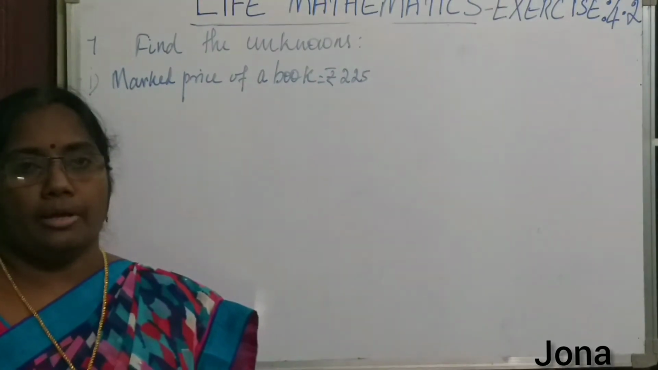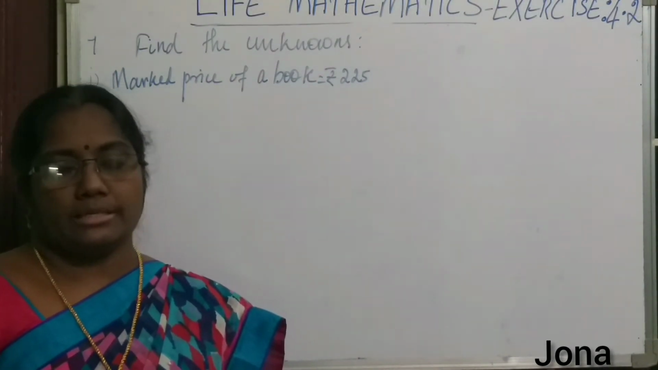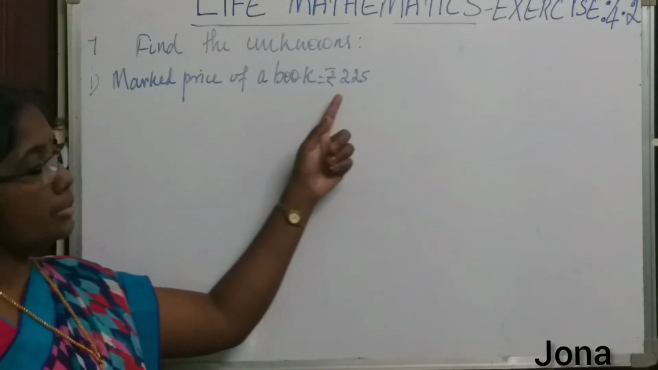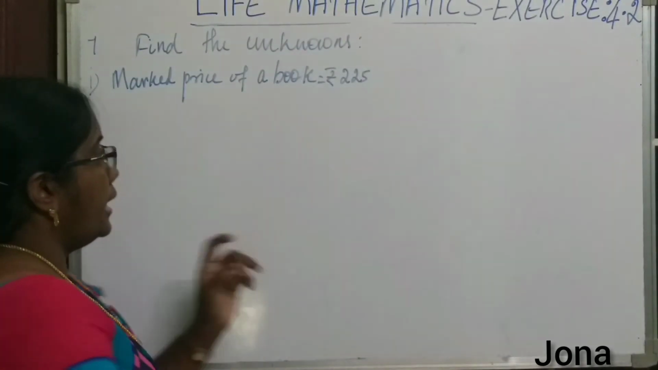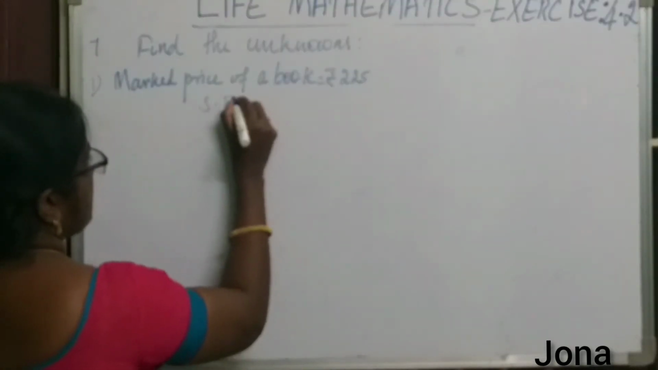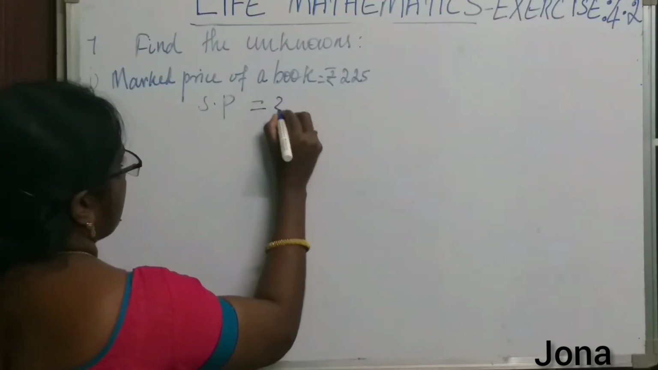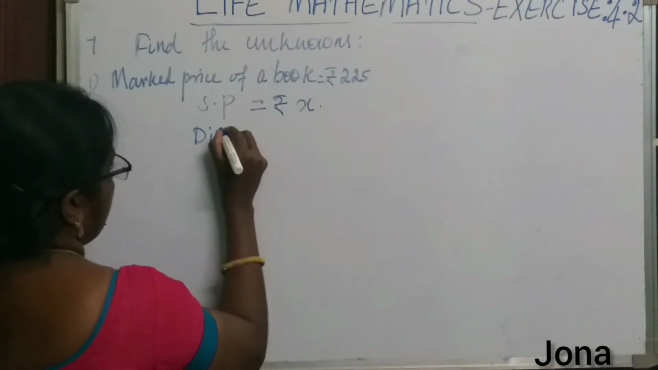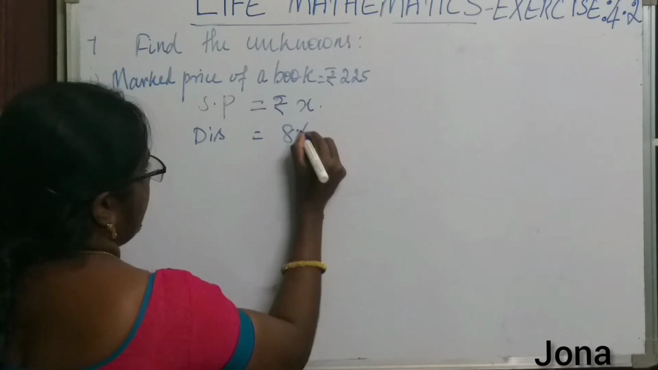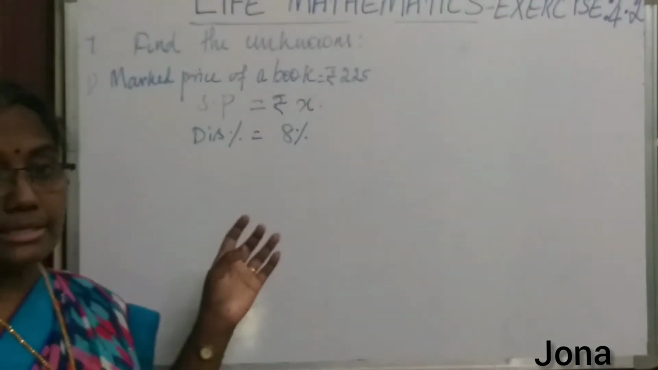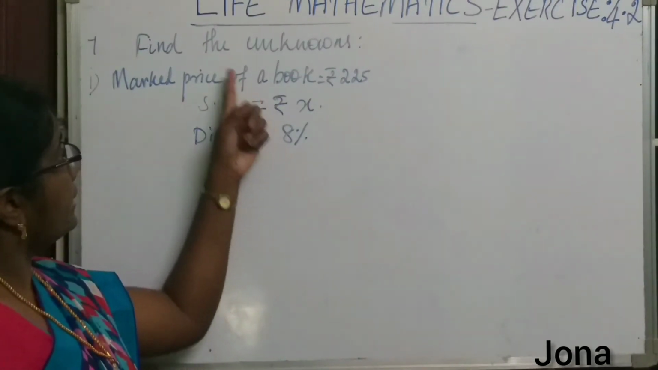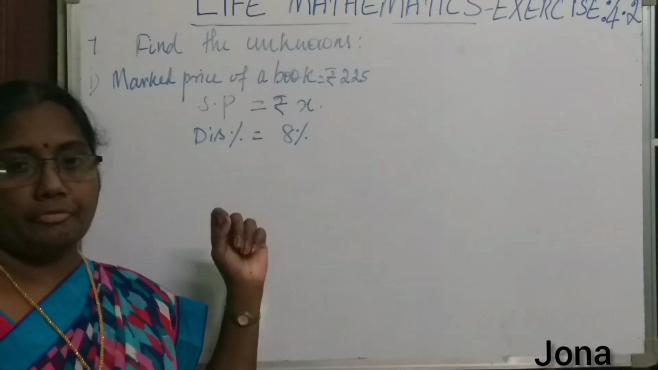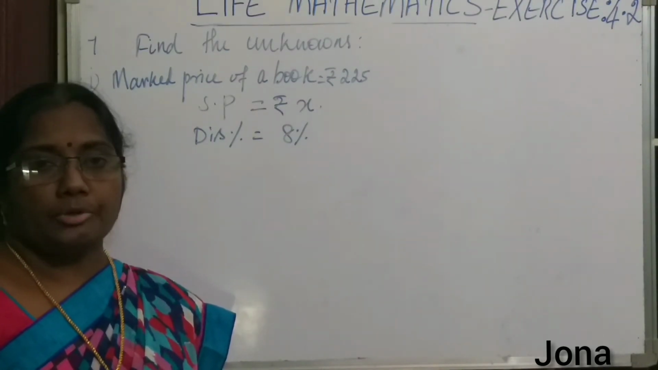Okay. Seventh problem. Here it is given mark price, selling price and discount. Here mark price of a book is rupees 225 and selling price is rupees X. And discount is given. The discount is nothing but 8 percentage. Here discount percentage is given, that is 8 percentage. We want to find the unknown. Unknown is nothing but this X. That X is nothing but SP. We want to find the value of SP, that amount of SP.